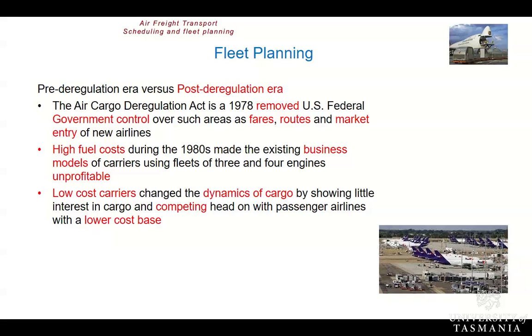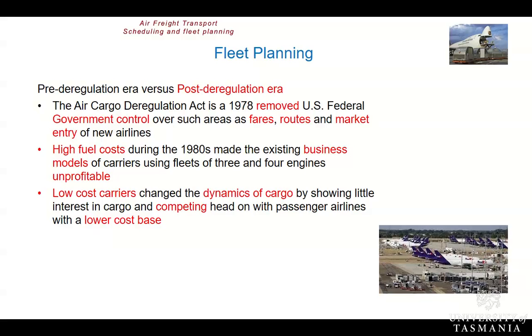into the marketplace. Now, particularly in the United States, the low-cost carrier pretty well revolutionised cargo and probably made the United States what it is today in regards to the dynamics of cargo. So previously, passenger airlines were carrying cargo in the belly hold. The aircraft themselves were large enough to carry significant payloads.